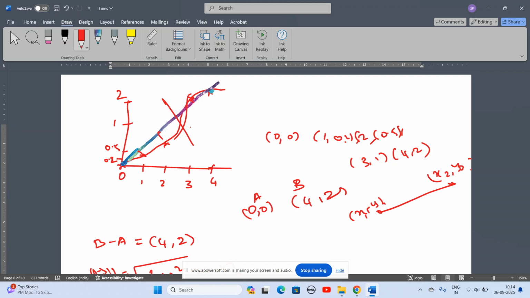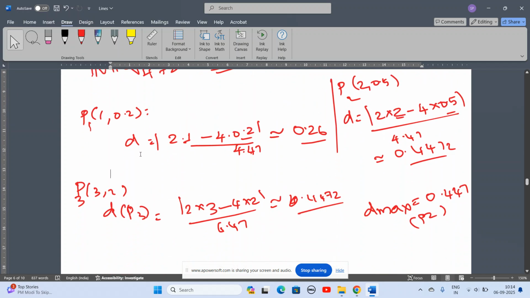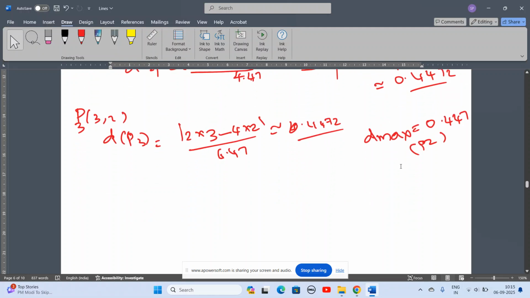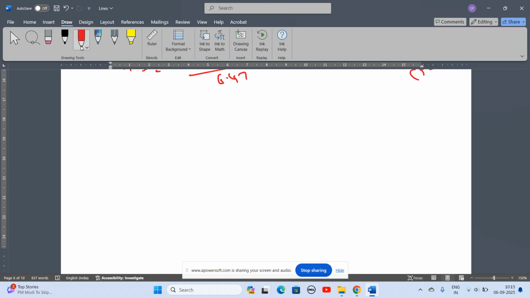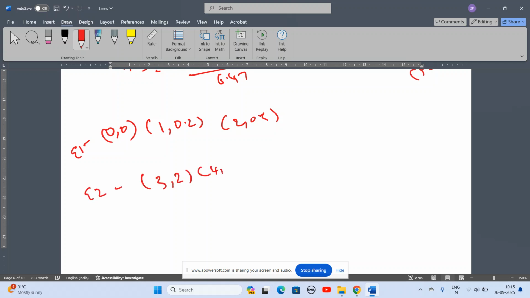Now the edges are divided from P0 to P2 and P3 to P4, because we have found that P0 is 0, comma 0, P1 is 1, comma 0.2 and P2 is the maximum distance. Now my entire edge is divided into two parts. One is 0, comma 0; 1, comma 0.2; and 2, comma 0.5. This is my edge 1 now. The next part would be 3, comma 2 and 4, comma 2.